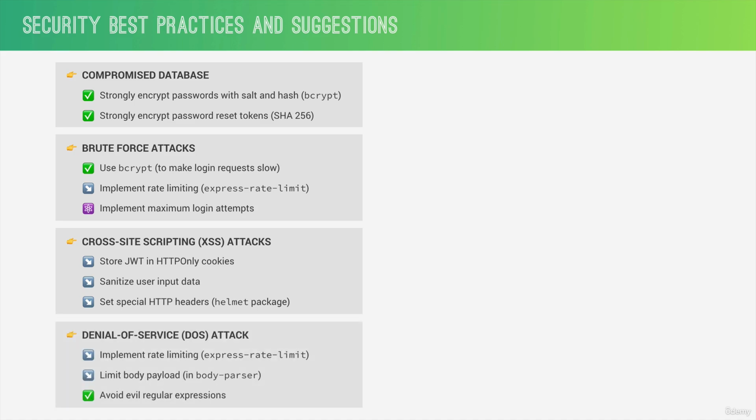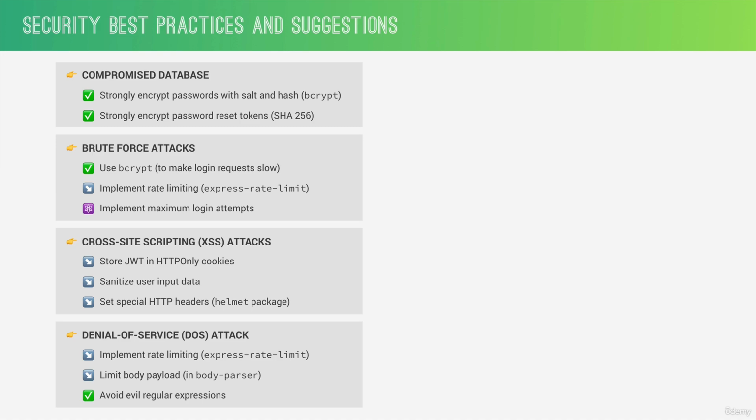Next, we have denial of service attacks, and maybe you've heard of these. It happens when the attacker sends so many requests to a server that it breaks down and the application becomes unavailable. Again, implementing rate limiting is a good solution for this. Also, we should limit the amount of data that can be sent in a body in a post or a patch request. And also, we should avoid using so-called evil regular expressions in our code. And these are just regular expressions that take an exponential time to run for non-matching inputs, and they can be exploited to bring our entire application down.